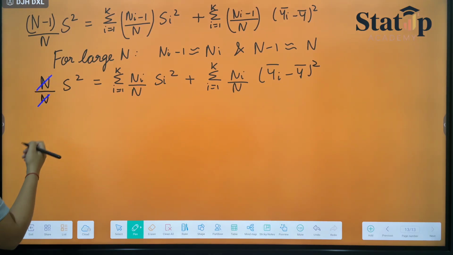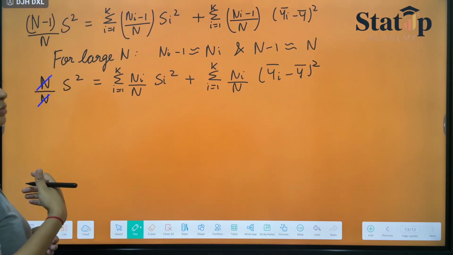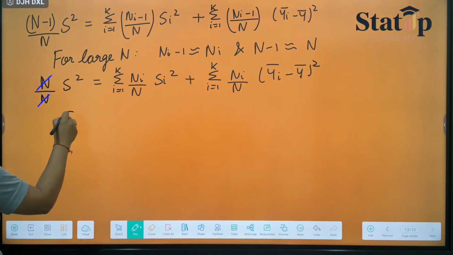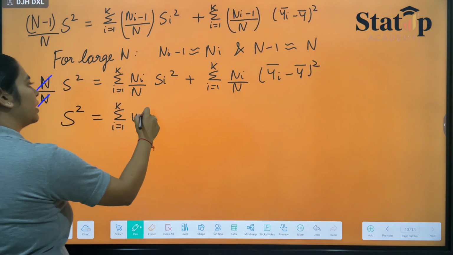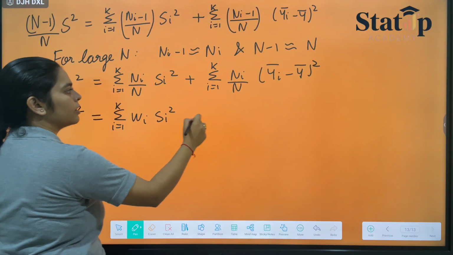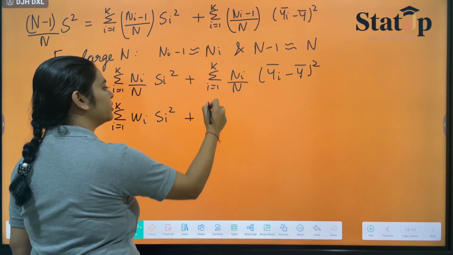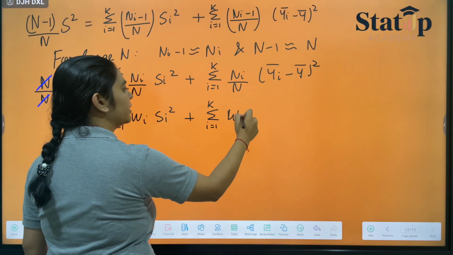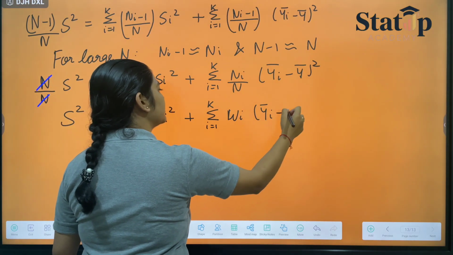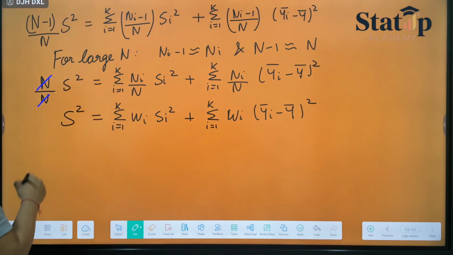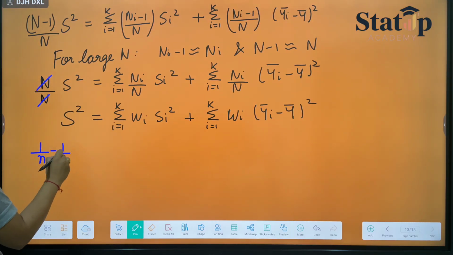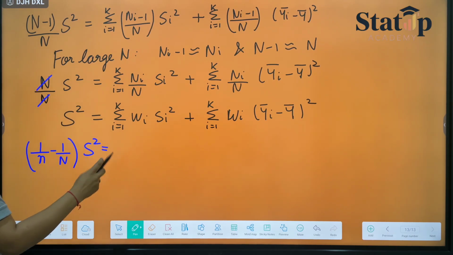Okay, let us write it first. S square is equal to summation i goes from 1 to k wi si square plus summation i goes from 1 to k wi (yi bar minus y bar) whole square. Now we can substitute the value of 1 upon, we can substitute with this on both the sides.